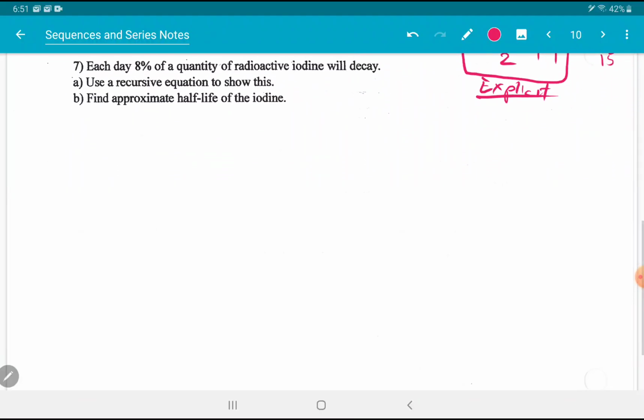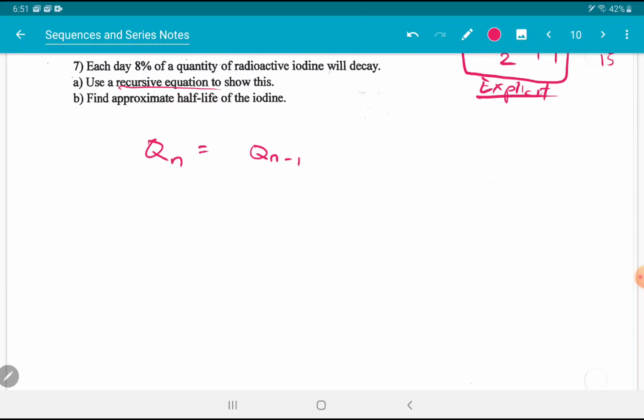Let's do our last problem here, number 7. Each day, 8% of a quantity of radioactive iodine will decay. Use a recursive equation to show this is happening. Well, recursive just means we don't know what a value is. Let's call it quantity Q sub n. At this particular value, what are we doing? Well, we're taking the previous value and doing something with it.